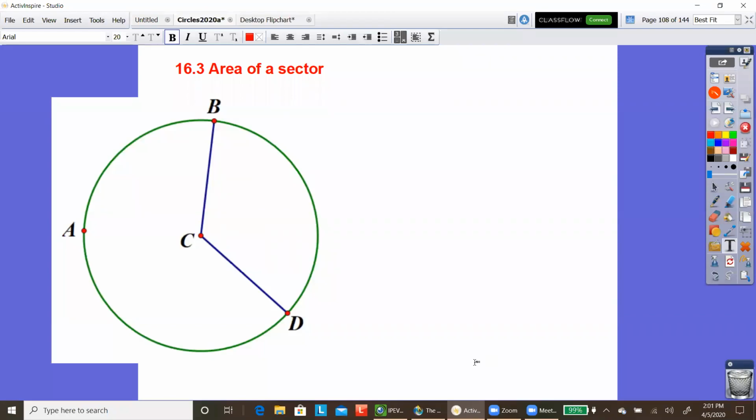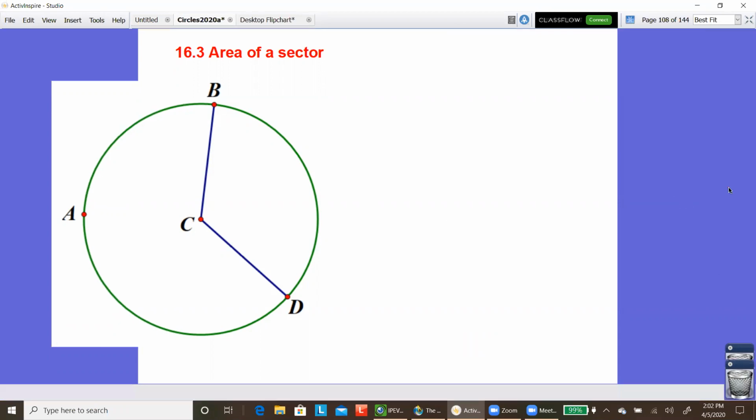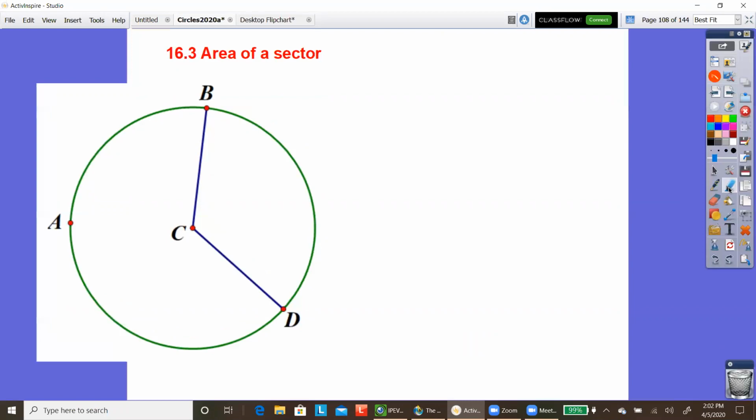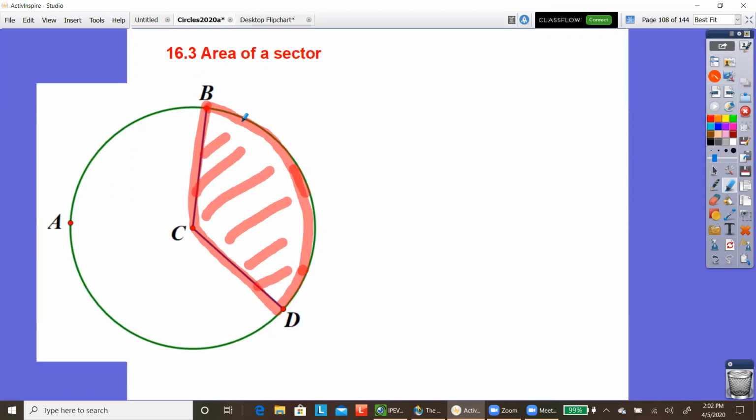So we're continuing our circles chapter with doing area of a sector of a circle. Once again, a sector of a circle is what's known as a traditional pizza slice, the region between two radii and an arc of a circle. This is a sector, so I'm trying to find a formula for the area of a sector, okay? It's very similar to the formula for arc length with one little exception.